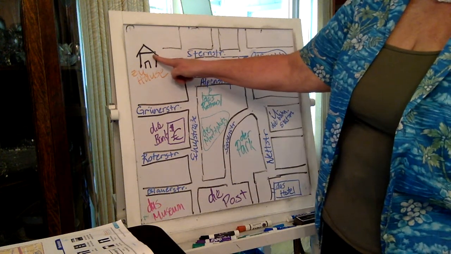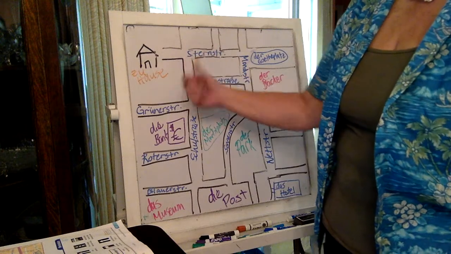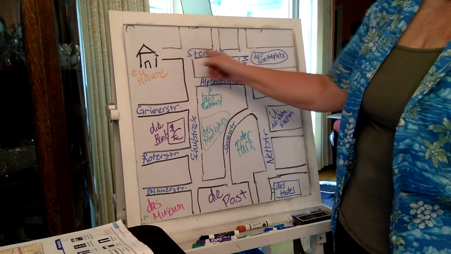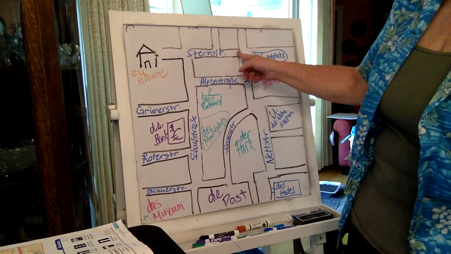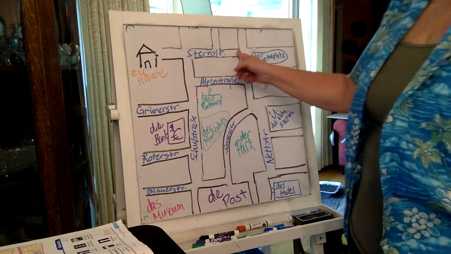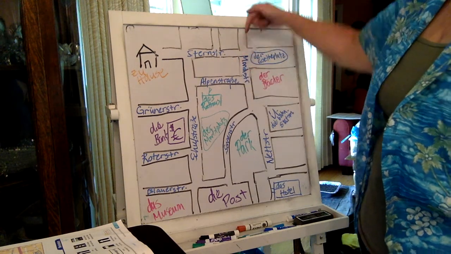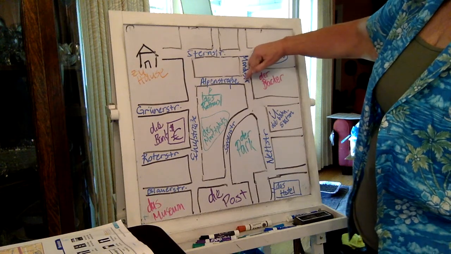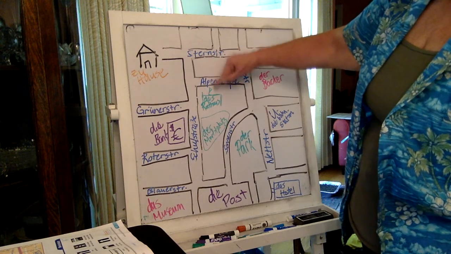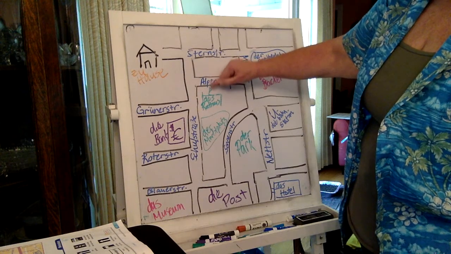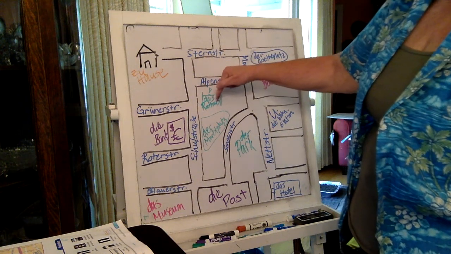Du gehst von deinem Zuhause in die Sternstraße. So you're going this direction, right? In die Sternstraße, 1, 2, 3 Straßen. So instead of saying blocks, they just say streets, 3 Straßen. Und dann gehst du in die Mondstraße, eine Straße. So you're going this way. Dann gehst du in die Alpenstraße nach rechts. In die Alpenstraße. Das Rathaus ist auf der linken Seite. You're facing this way. So das Rathaus ist auf der linken Seite.